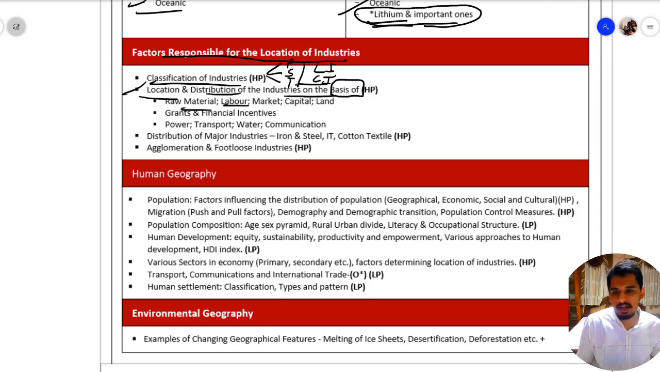We have raw material, labor, market, capital, land. Then we have grants and financial incentives by the government. This also affects the location. And at last we have power, transport, water and communication. This factor also affects the location.